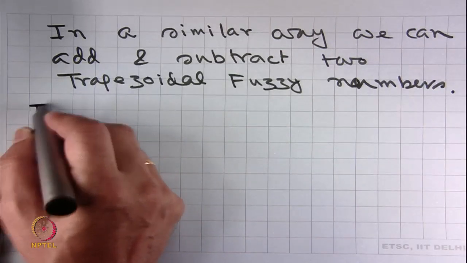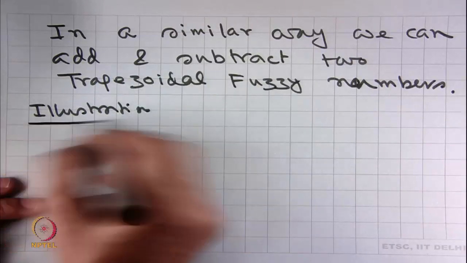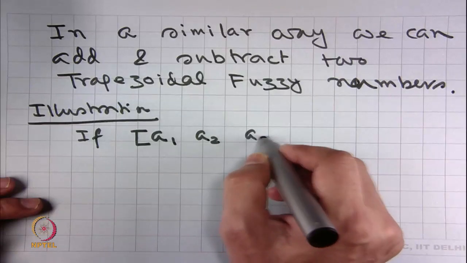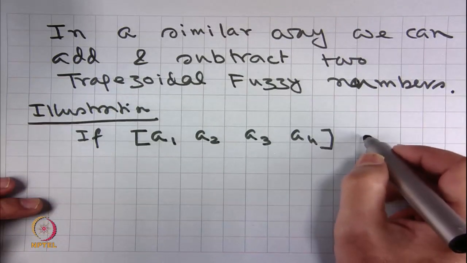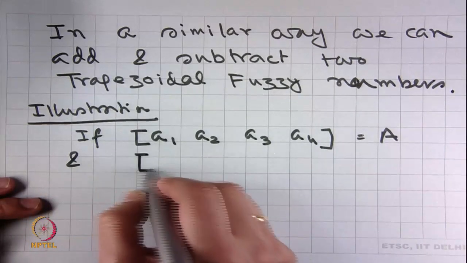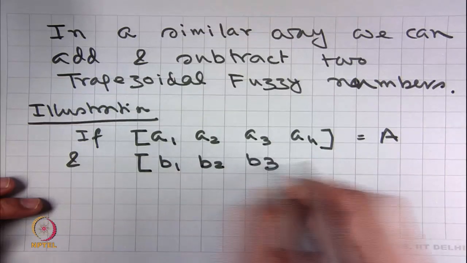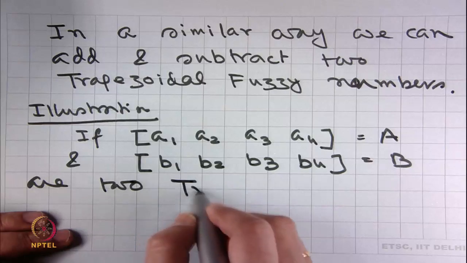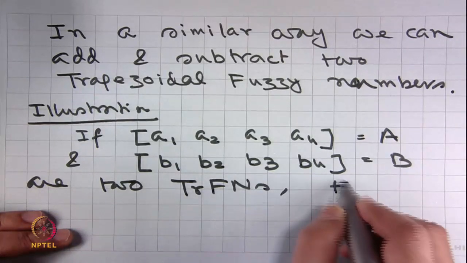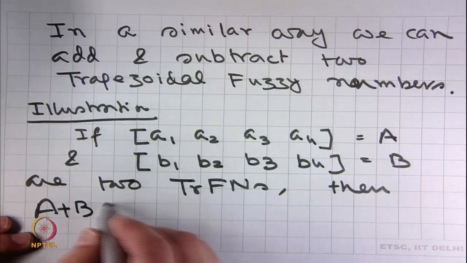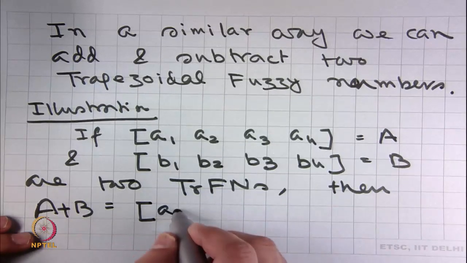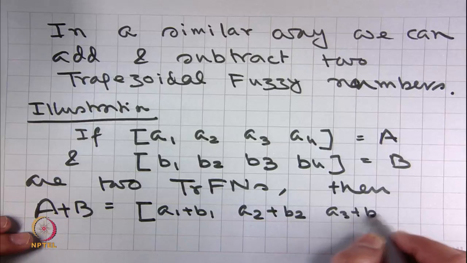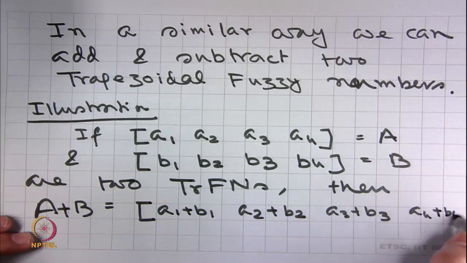Example or illustration: if A = (A1, A2, A3, A4) and B = (B1, B2, B3, B4) are two trapezoidal fuzzy numbers, then A plus B is also a trapezoidal fuzzy number, which is (A1 plus B1, A2 plus B2, A3 plus B3, A4 plus B4).